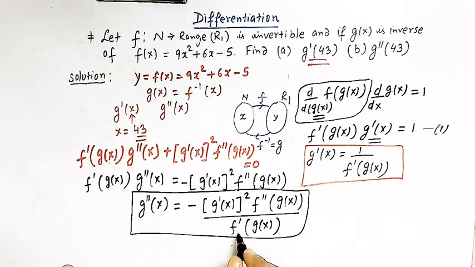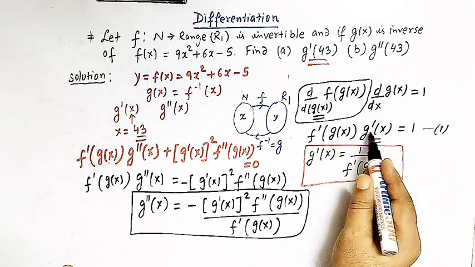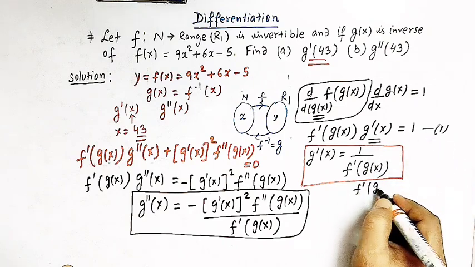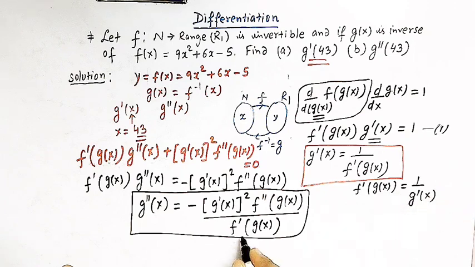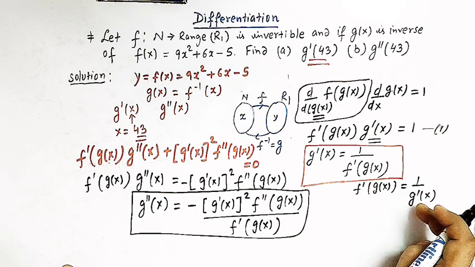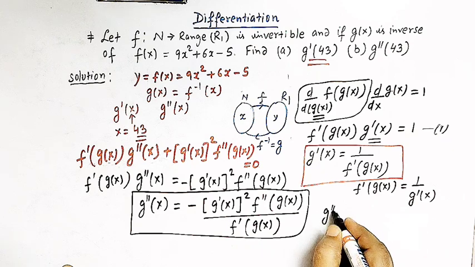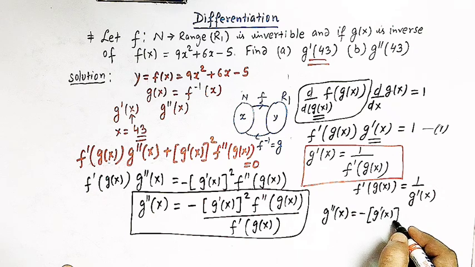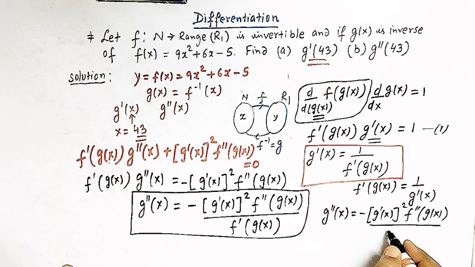So now if we replace f prime of g of x by 1 over g prime of x, because from this equation we can write f prime of g of x is equal to 1 over g prime of x. So replacing this term by 1 over g prime of x, we can also write g double prime of x is equal to minus g prime of x squared times f double prime of g of x, and here we have 1 over g prime of x, right?